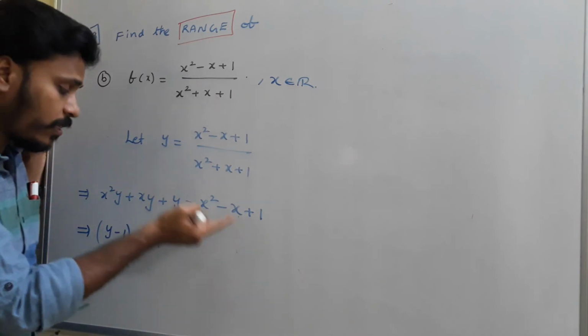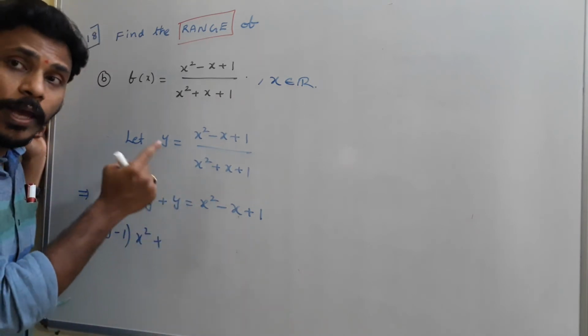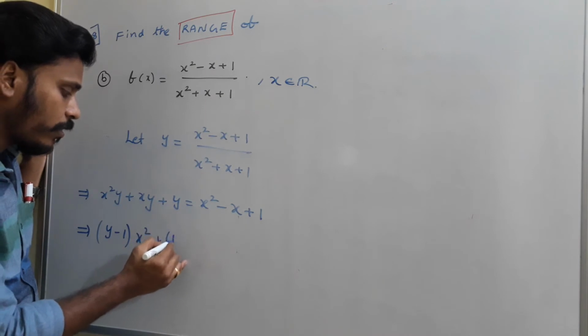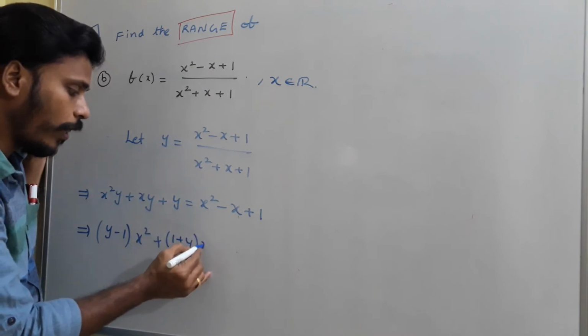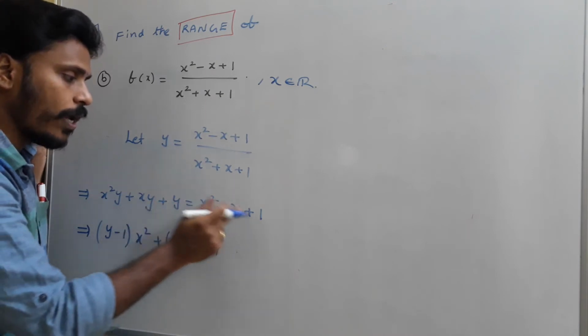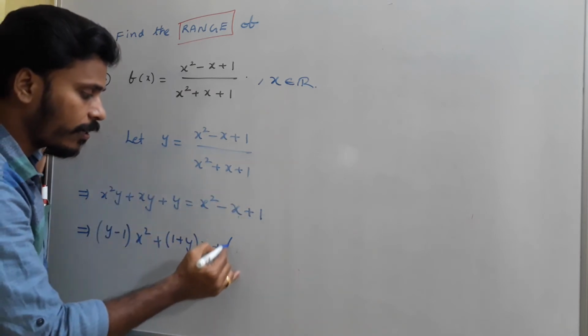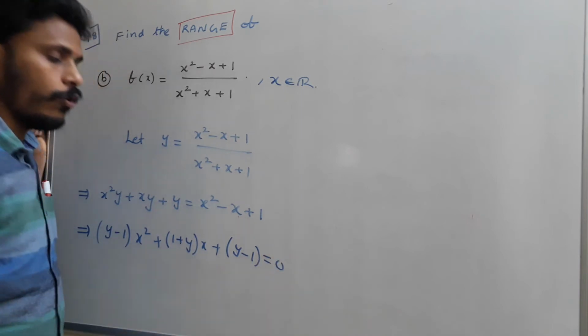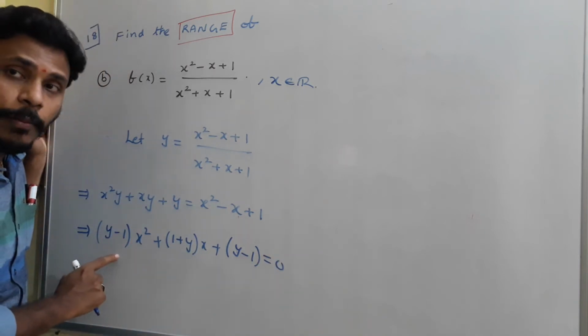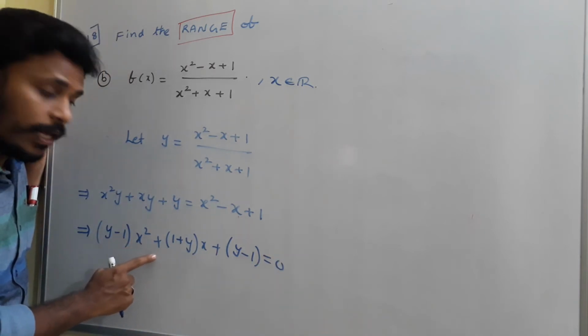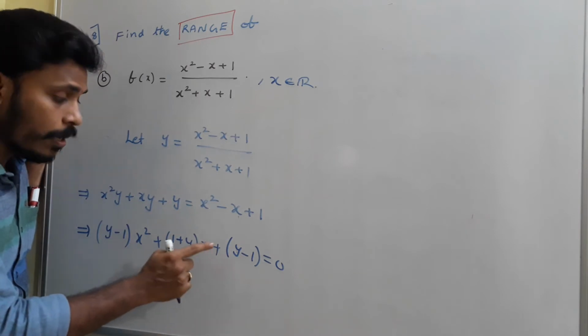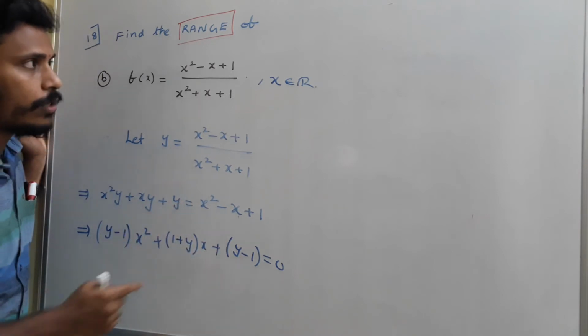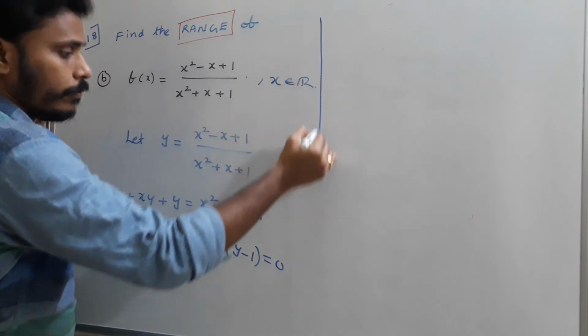When you send this minus x to this side, it becomes xy plus x, and then this is 1 plus y into x, plus this is y and this is plus 1, and sending this side, it becomes y minus 1 is equal to 0. Just have a look: y minus 1 into x square plus 1 plus y into x plus y minus 1 is equal to 0. Okay.